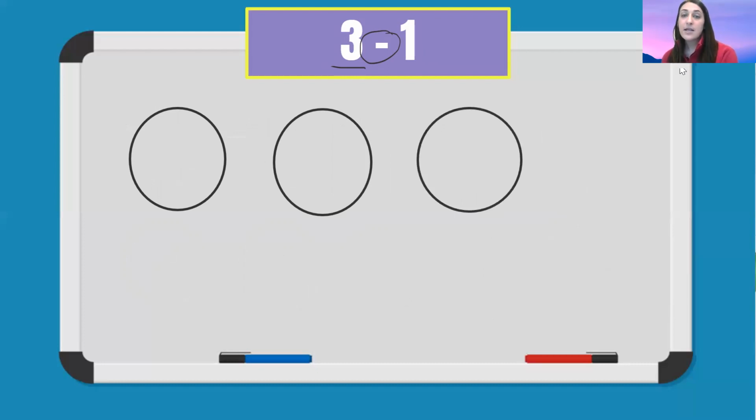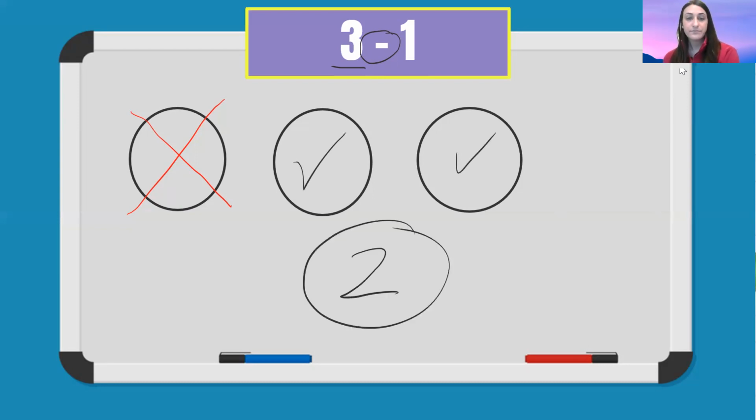The minus sign is telling us we need to take away, and we're going to take away 1 because that's the other number in the problem. So we're going to cross out 1 circle. Let's do that now. Now let's count how many circles we have left. 1, 2. That means 3 minus 1 equals 2.